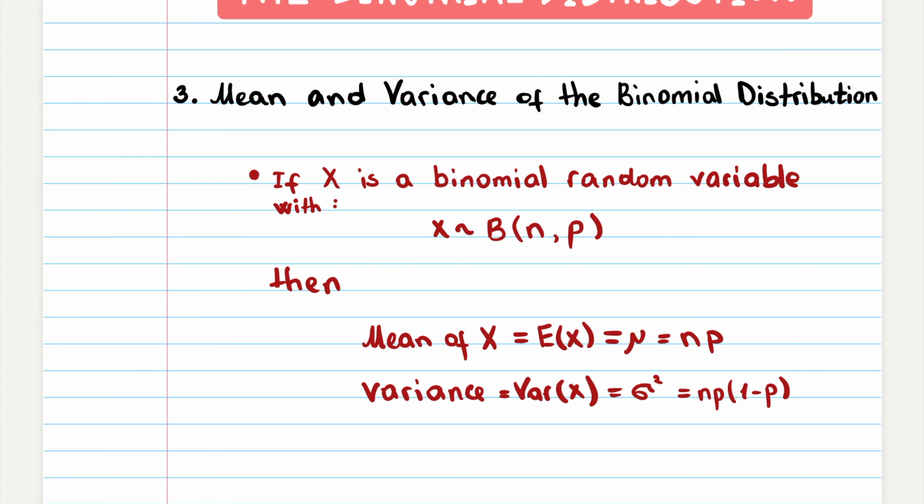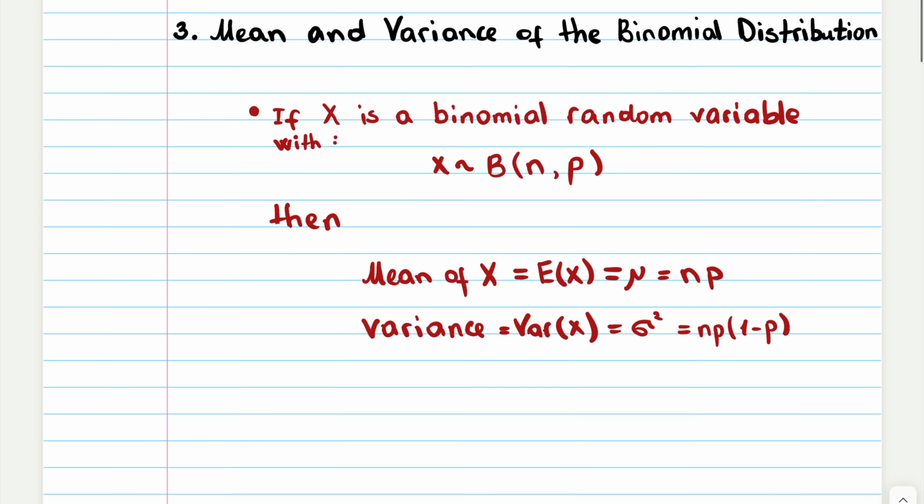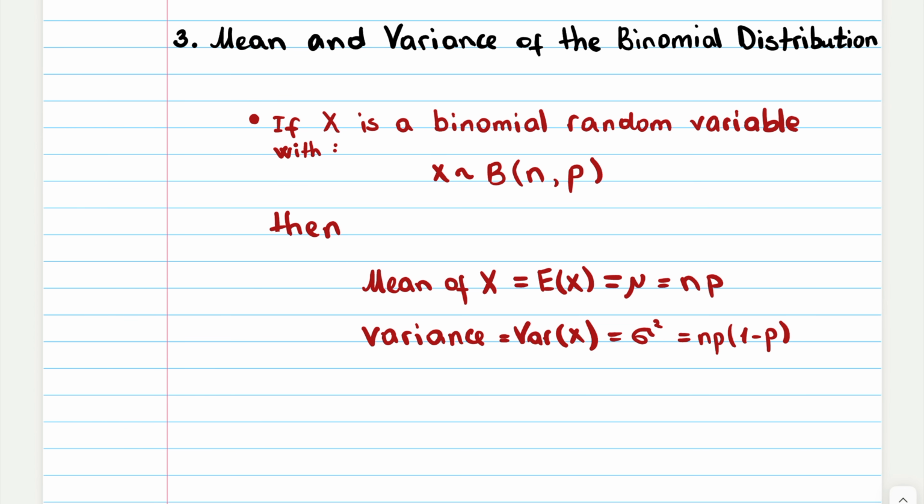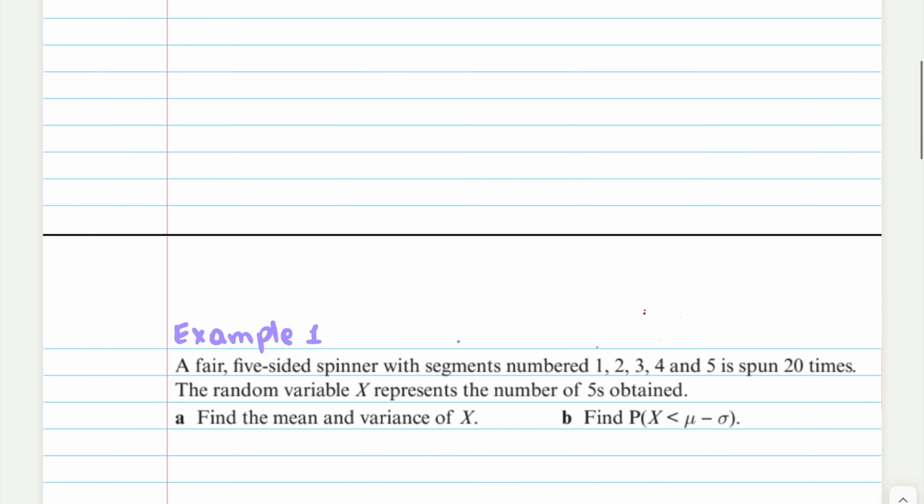n is the number of trials, p is the probability of success, and 1 minus p is the probability of failure. Let's apply these rules in an example.